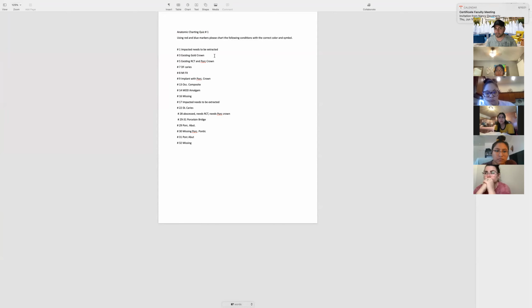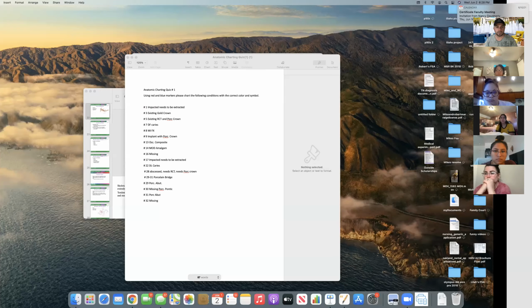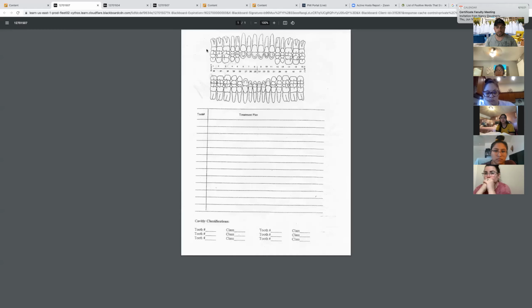Depending on whether it needs it or it has it, you're going to use a blue marker color pencil or a red marker color pencil. So for example, number 1 is impacted and needs to be extracted. What would we draw on tooth number 1? A circle. What color circle? Blue. Blue circle. And then what else? And then the red line through it. And a red line through it, correct.